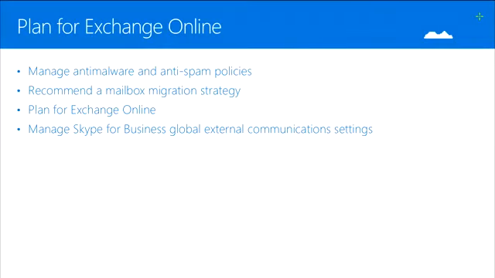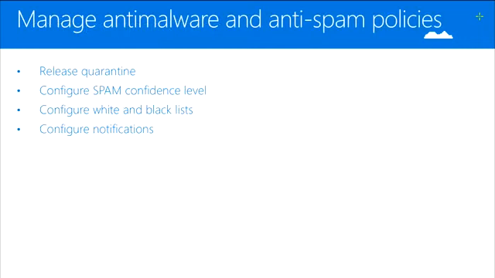Alrighty. Now, the next thing is, of course, talking about security. And security is really important in Office 365. In fact, security is one of my favorite topics. So in this area, we're really talking about things like anti-malware, anti-spam. We're talking about mailbox migrations here as well, and also planning for Exchange Online. Also things like Skype for Business, which I'll come back to in a second.